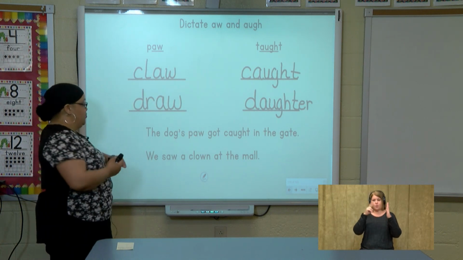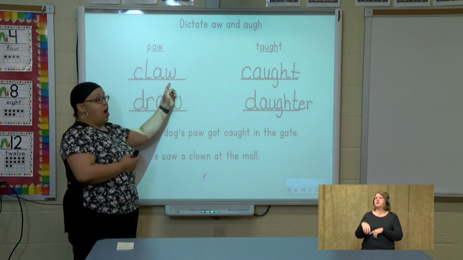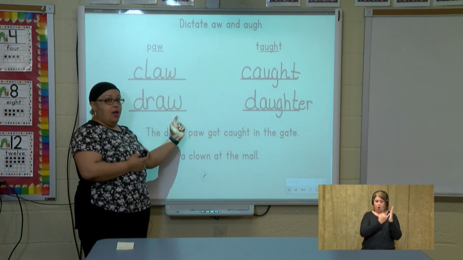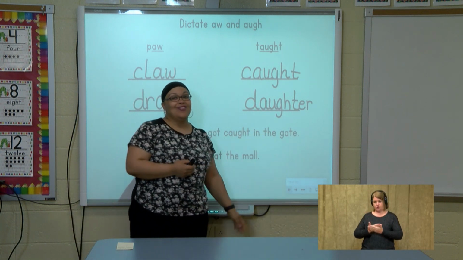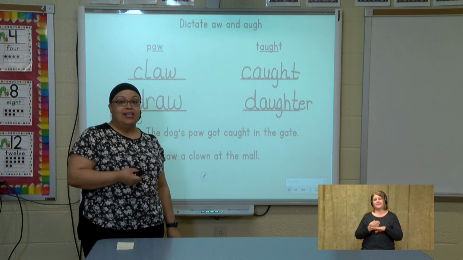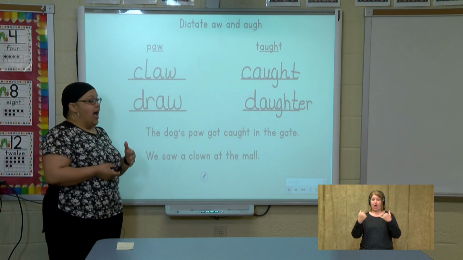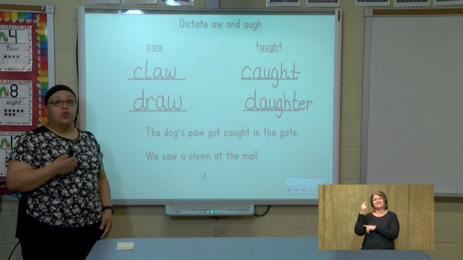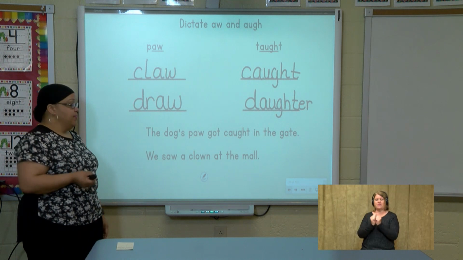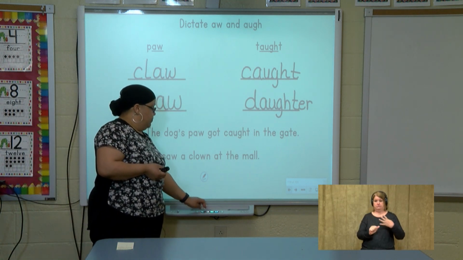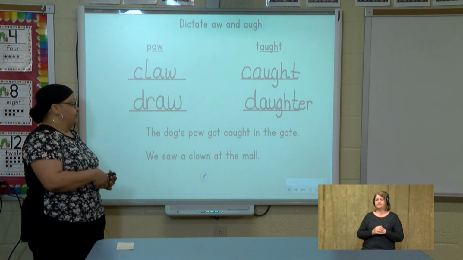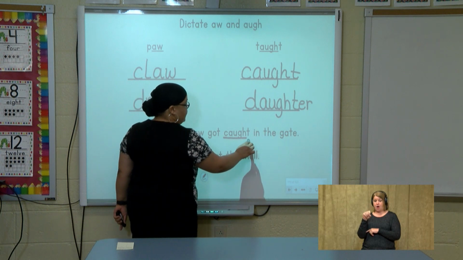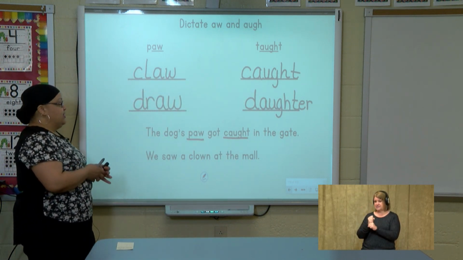Let's read the words we just wrote. Ready? Read. Claw, caught, draw, daughter. Great job writing with the ah sound. Now, I have two sentences here. I want you to look at the sentence and find the words that have the ah sound. So you're looking for those words that have that spelling. Find the words that say ah. Did you say paw and caught? Good job. Let's read the sentence with ah.